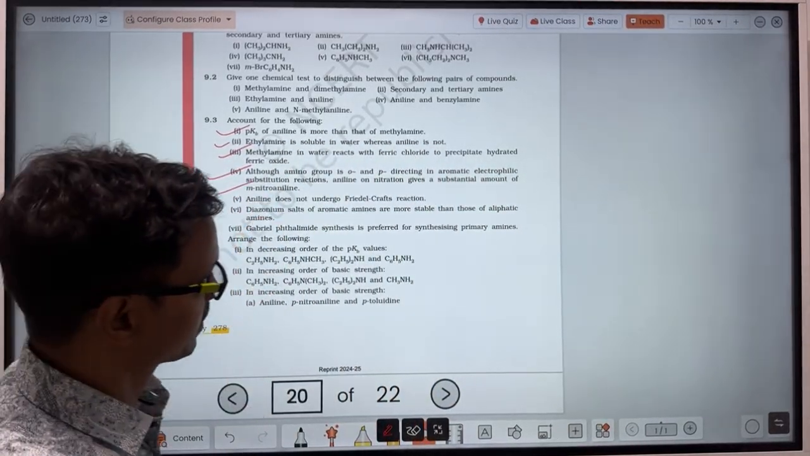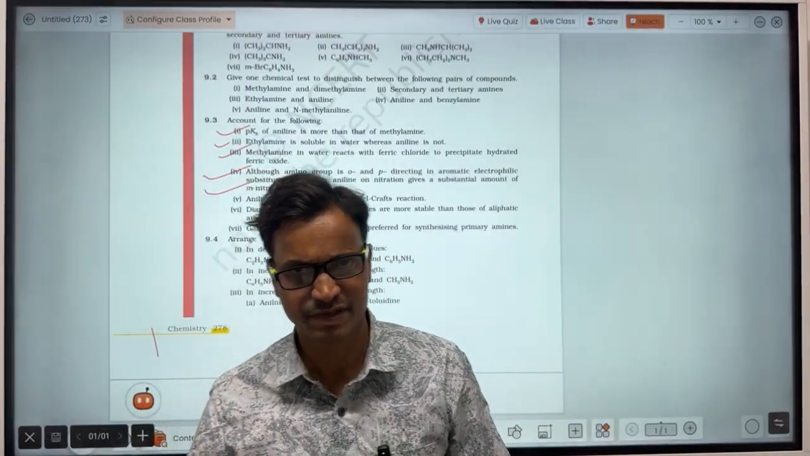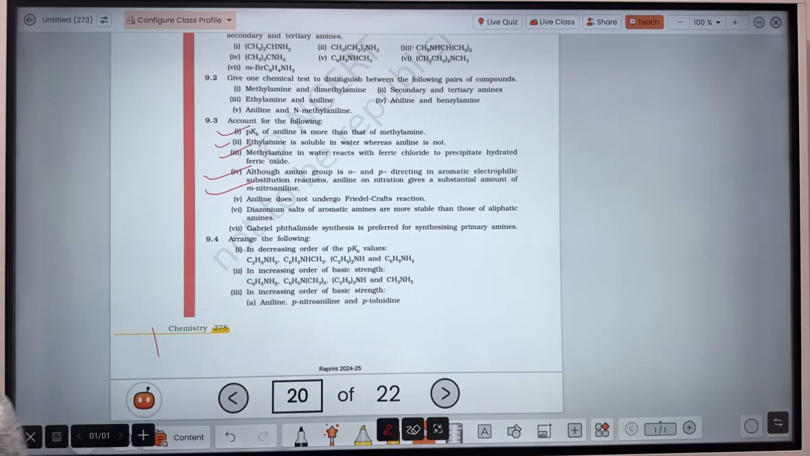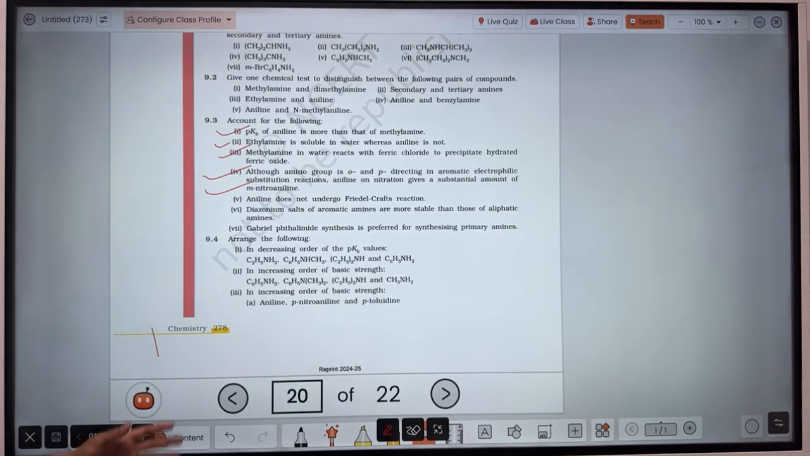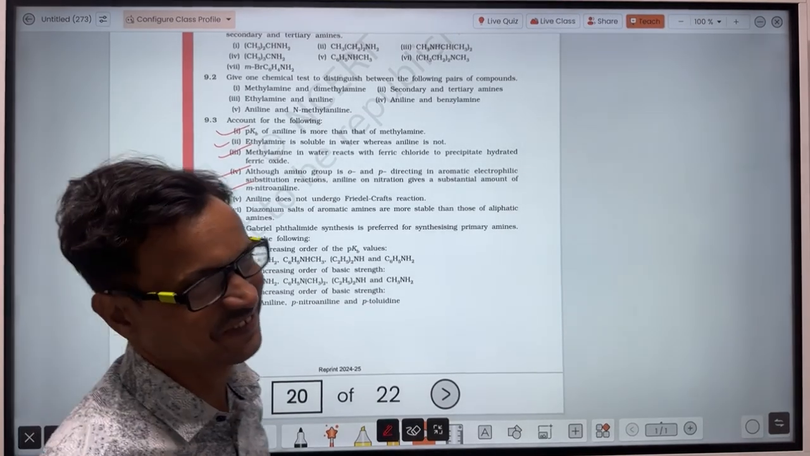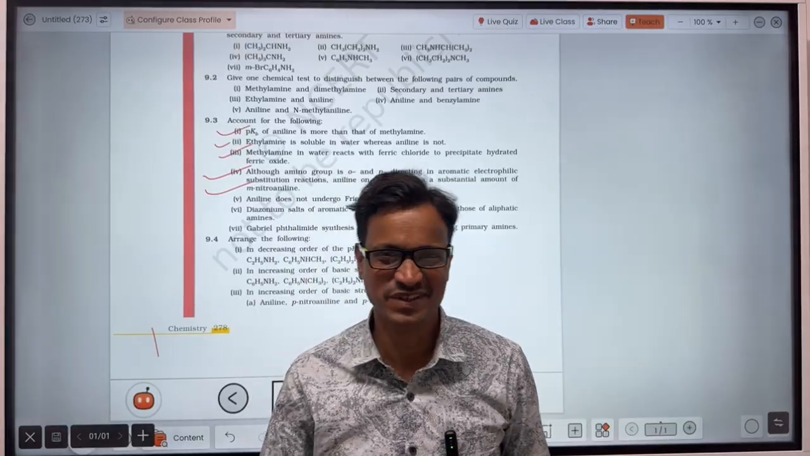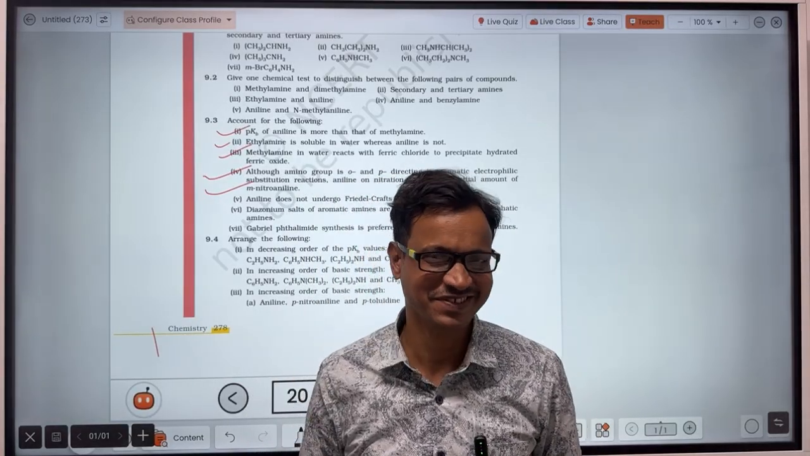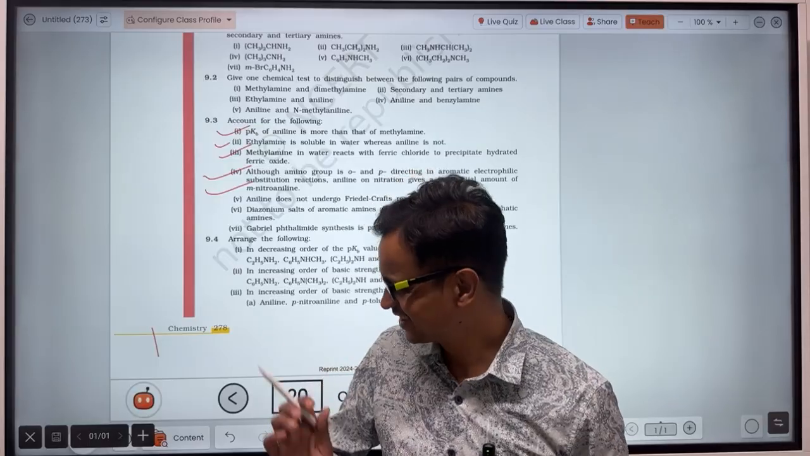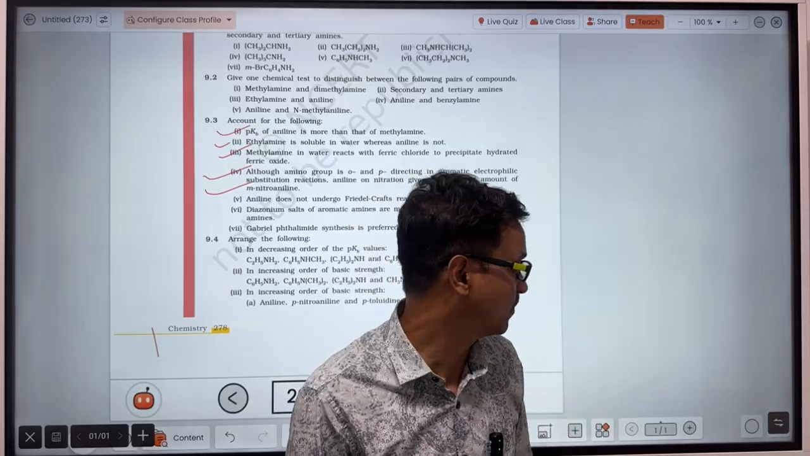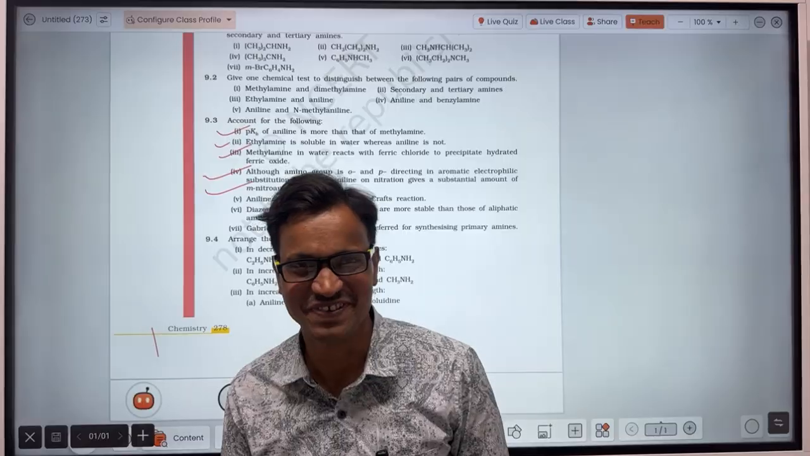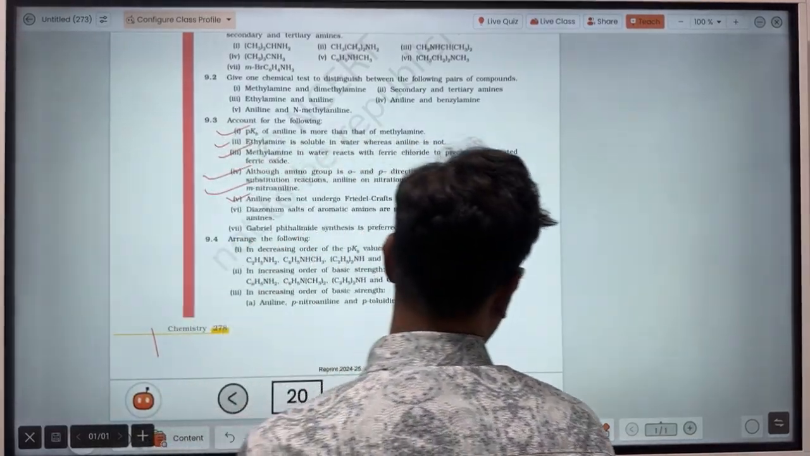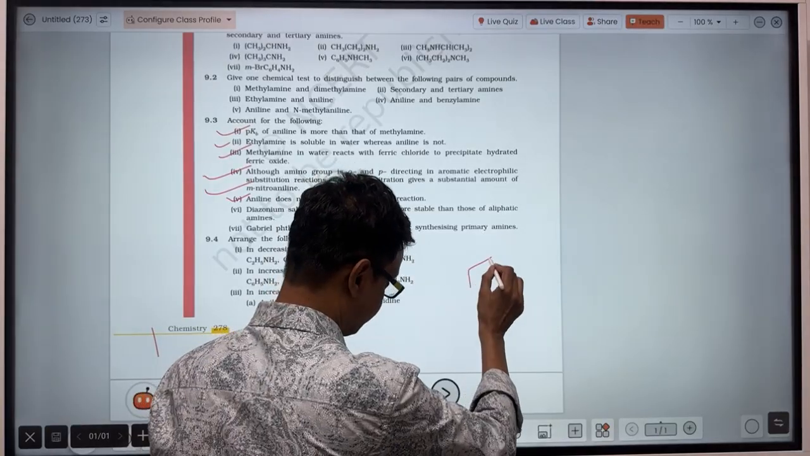Why does aniline not undergo the Friedel-Crafts reaction? This one has been asked a number of times. I have explained about that, but someone might say that it was not spoon feeding. So what I am solving here is just like spoon feeding. The question is, aniline does not undergo the Friedel-Crafts reaction.